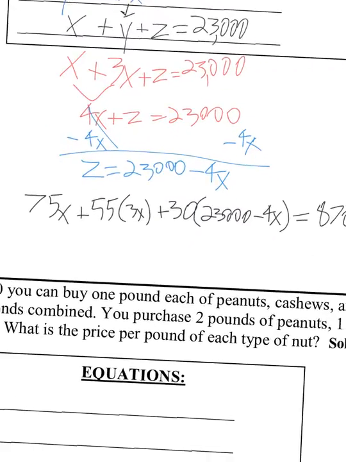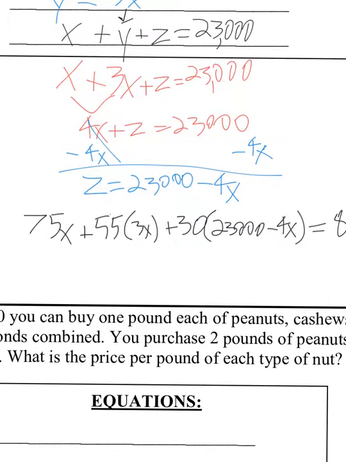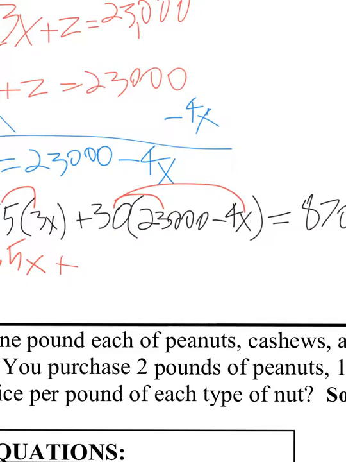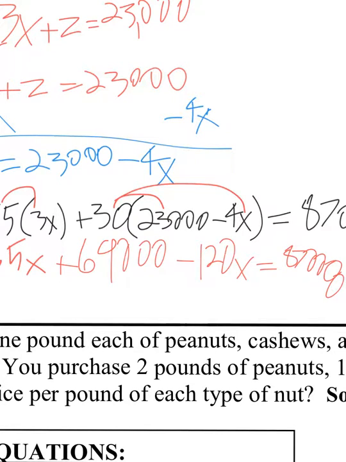All right, so distributing 55 times 3x is 165x. 30 times 23,000 minus 4x. I'm going to need to type that into the calculator. That's going to get me 690,000. Oh, I wrote 69,000. Yeah, it's a large number, 690,000. And 30 times negative 4x would be negative 120x, and then it's going to equal that 870,000.